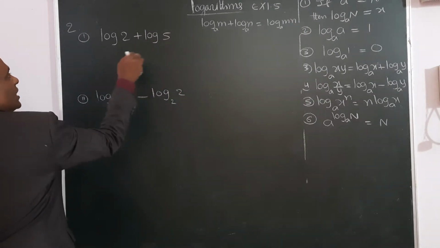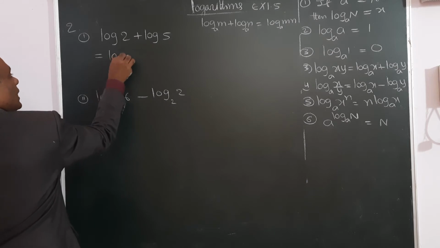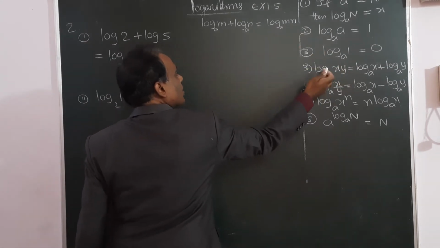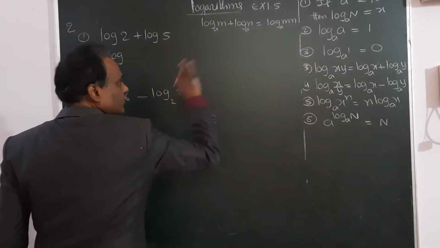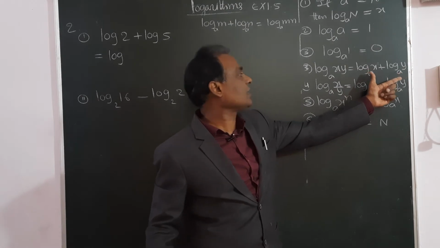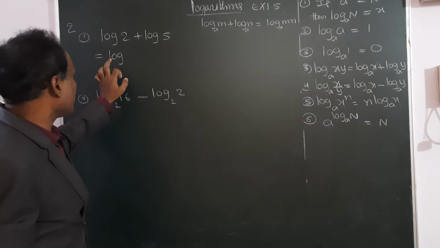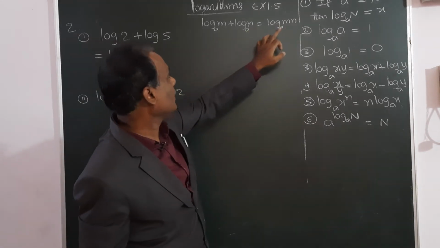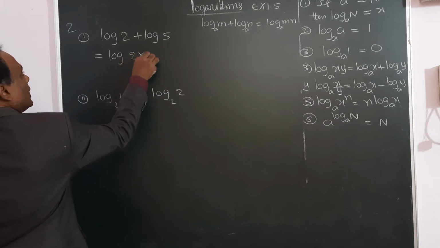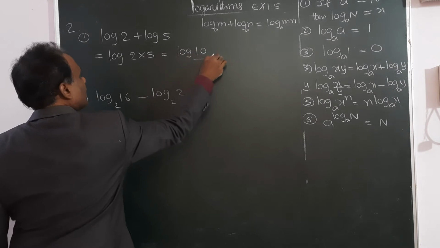So I am using that formula. Log a plus log b is log a into b. Same third formula, product formula in reverse order. If the expanded form is given, we can write the simple form. So 2 logarithms are given, we can write in the form of a single logarithm using this formula. Log a plus log b is log a into b, log 2 into 5. Log 2 into 5 is log 10, that is the answer.